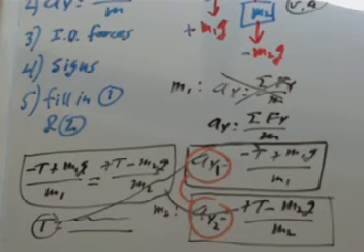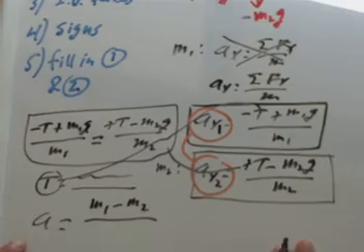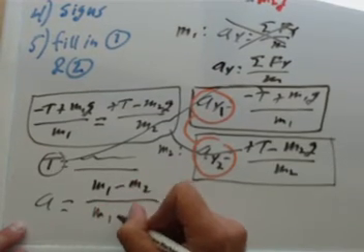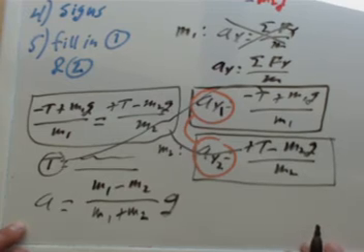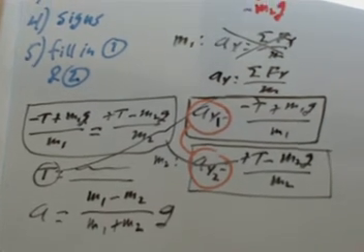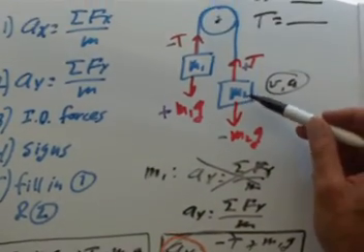And I believe in this case here, the acceleration is going to come out to be m1 minus m2 over m1 plus m2 times g. That's what your acceleration would be. And it makes a bit of intuitive sense if you look at it. Think about it just for a minute. Suppose that m2 was the more massive block. That means this is the heavier block.